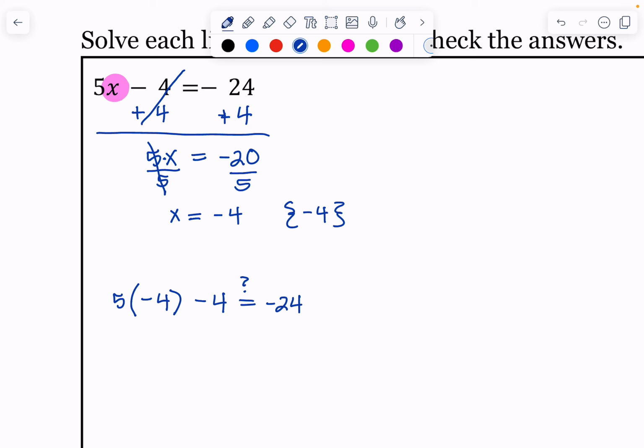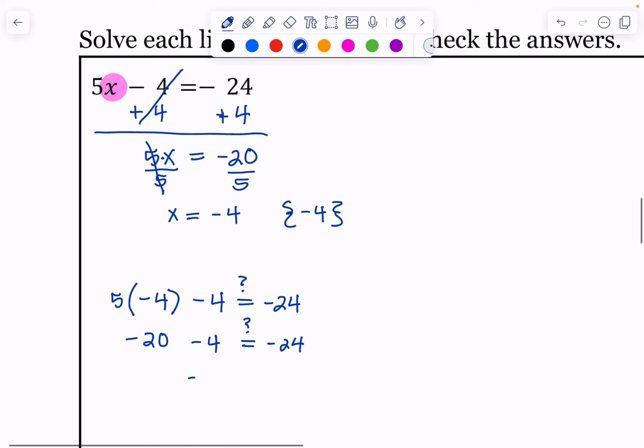On the left, I've got -20 minus 4 equals -24. Again, I'm not sure, so I'm going to keep that question mark there. And it turns out -20 minus 4 is -24. So we do have -24 equals -24, and we checked our answer.